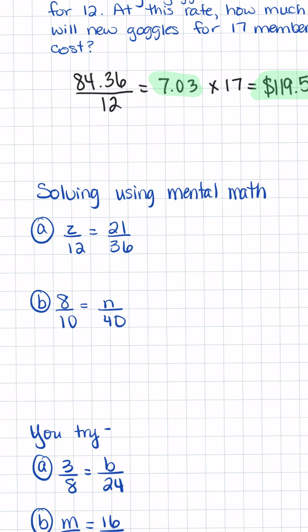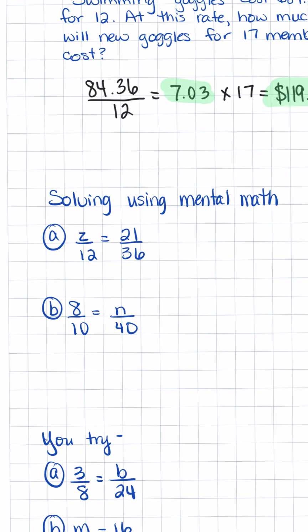So we can also solve these using mental math. If we're using mental math, we're looking at these ratios and we think, okay, 12 times what equals 36? 12 times 3 equals 36. So what times 3 equals 21? Or 21 divided by 3 equals what? And we know that is 7. So z equals 7.